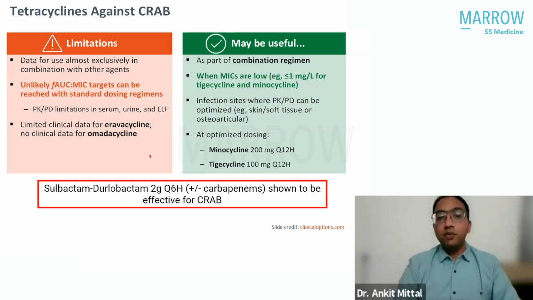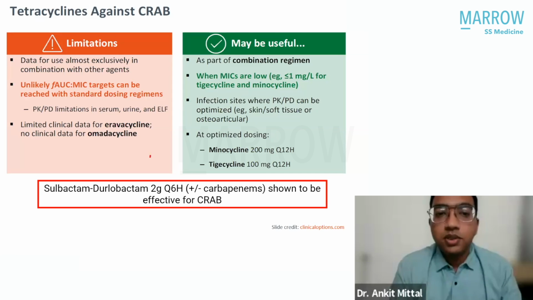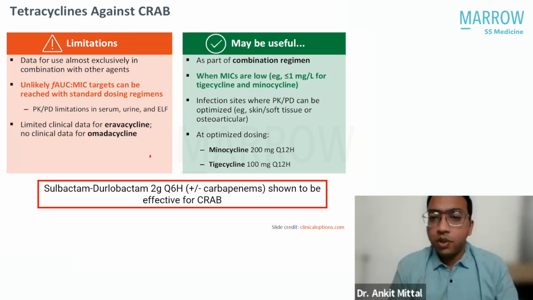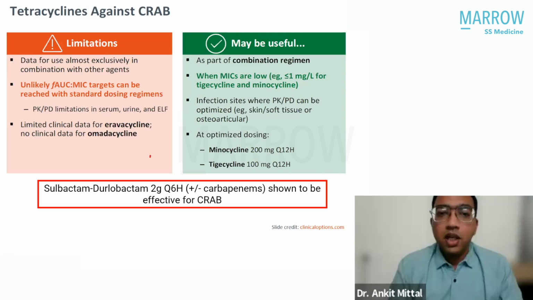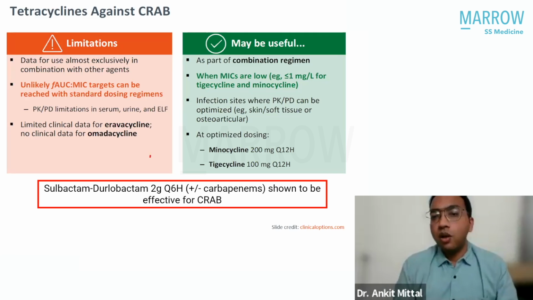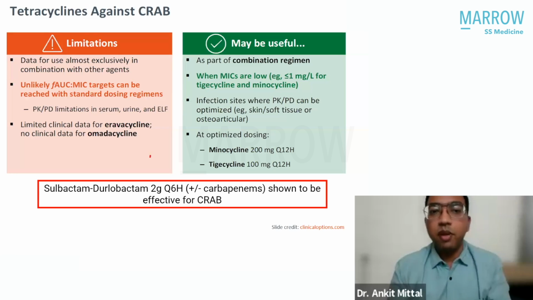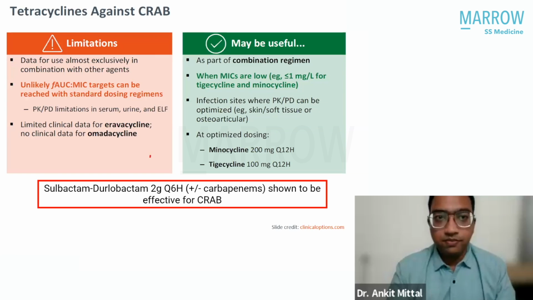Again, something that we really want to look forward to is this new drug, which is sulbactam durlobactam. It could again be important from your exams perspective. It was recently shown to be very effective for Acinetobacter infections. So 2 grams Q6, with or without combination with carbapenems, was shown to be very effective for Acinetobacter infections. So remember this sulbactam durlobactam.